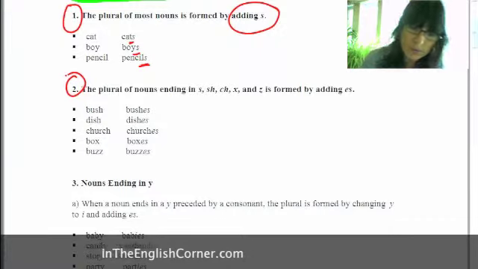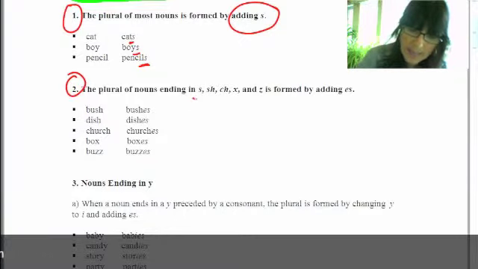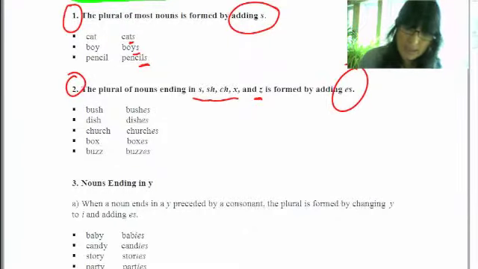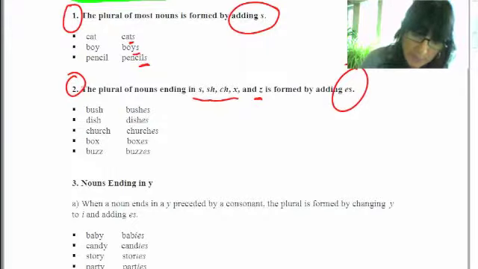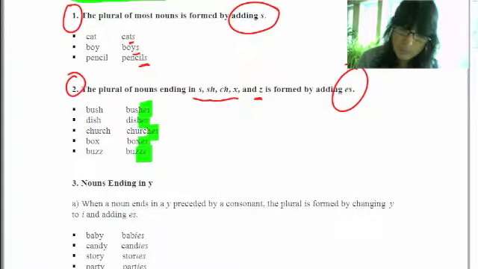The second rule for the plural of nouns would be nouns ending in S, SH, CH, X, and Z are formed by adding an ES. So if you look at a few of the examples that I've included, bush ends in SH, you add the ES. Dish, another word ending in SH, you add the ES. Church, you add the ES. Box is one that ends in an X, you add the ES to box. And buzz ends in the two Z's, you would add ES. So that's a second rule to remember.